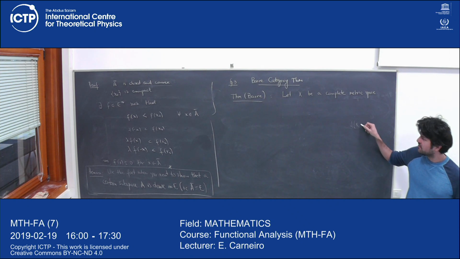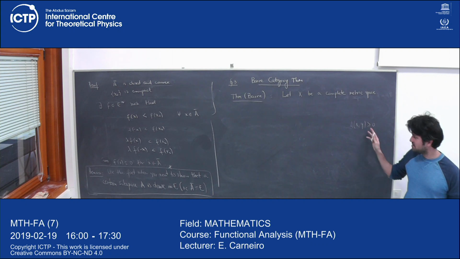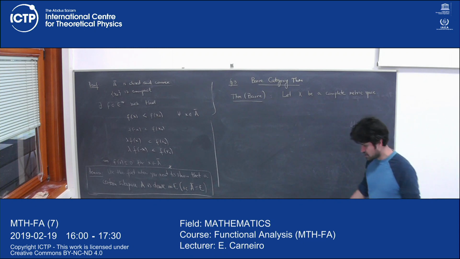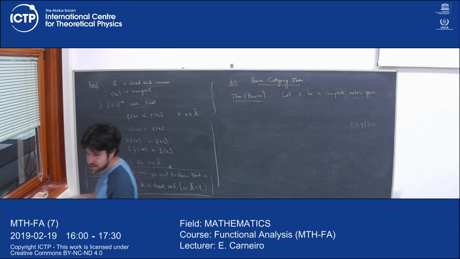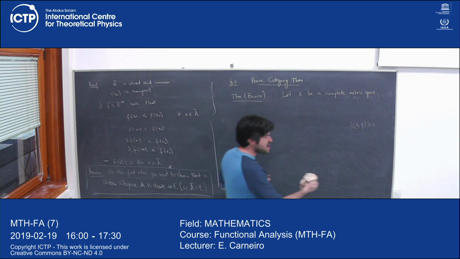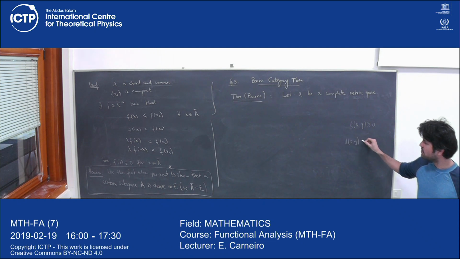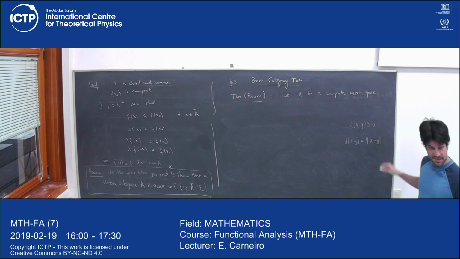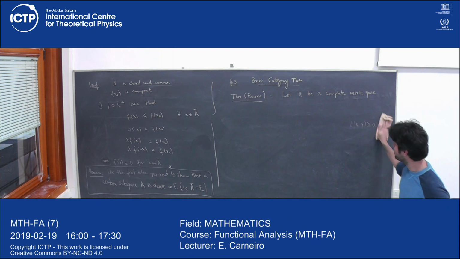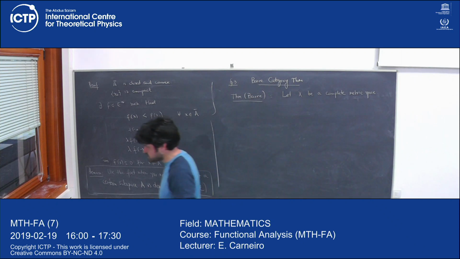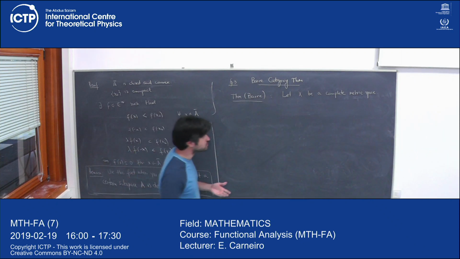It's just a space where you have a distance between two points. This distance of x and y has to be bigger or equal than 0, it's 0 only if x is equal to y, and it verifies the triangle inequality. Okay, this is what a metric space is. It doesn't need to be a vector space. It doesn't need to have a norm. Whenever you have a norm, you can obviously define a distance between two points by just putting the norm of the difference. So every normed vector space is obviously a metric space, but the converse is not true.